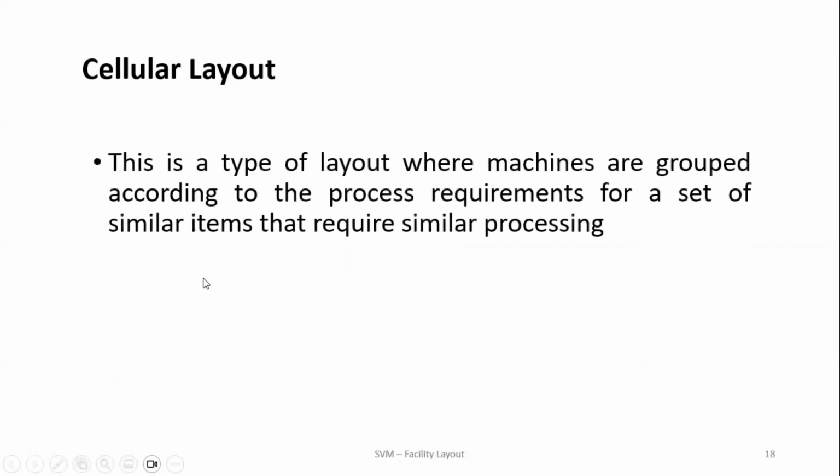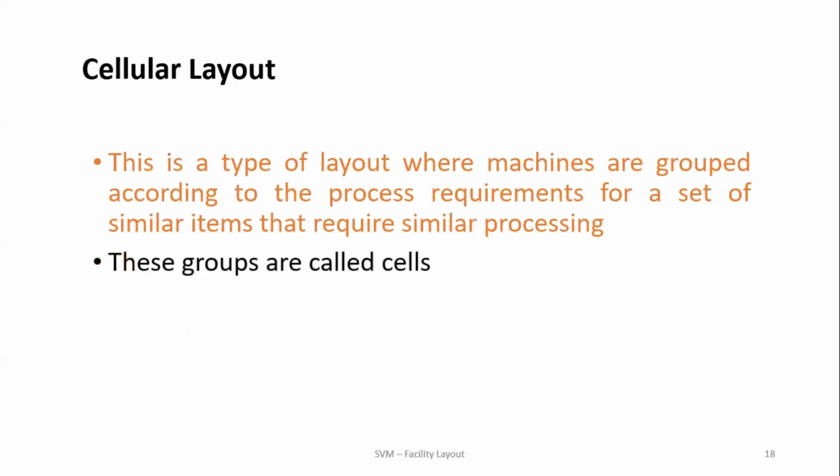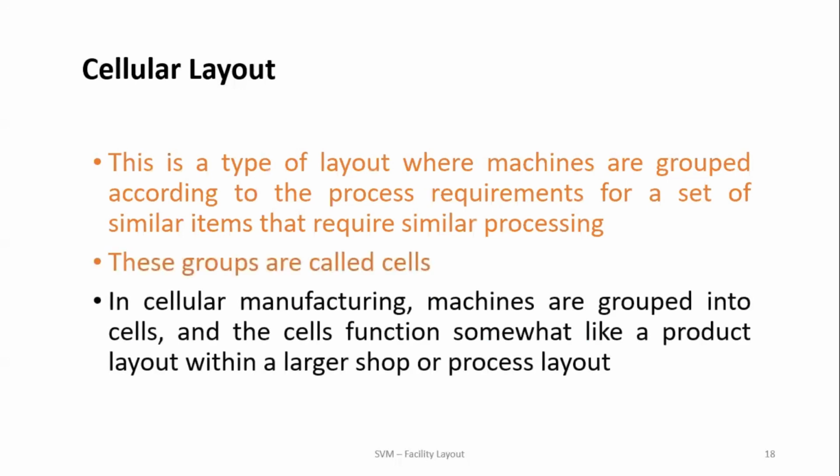So this type of layout is where machines are grouped according to the process requirements for a set of similar items that require similar processing. These groups are called cells. In cellular manufacturing, machines are grouped into cells, and the cells function somewhat like a product layout within a larger shop or process layout.